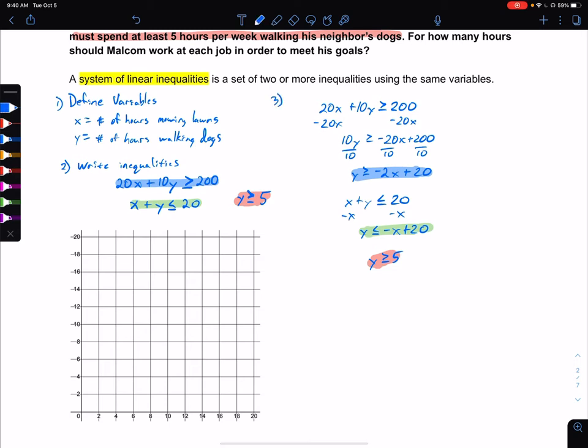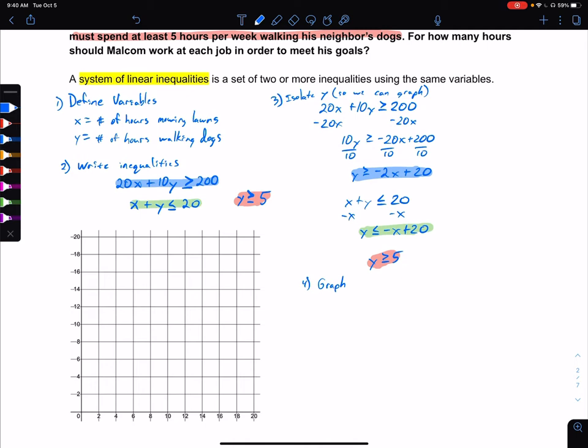So step 3, if you're graphing these by hand, we could say that we need to isolate y. Right. So we can graph. All right, and then from there, our step 4 would be to actually graph them. All right, so we're going to graph. Now, y is greater than or equal to negative 2x plus 20.